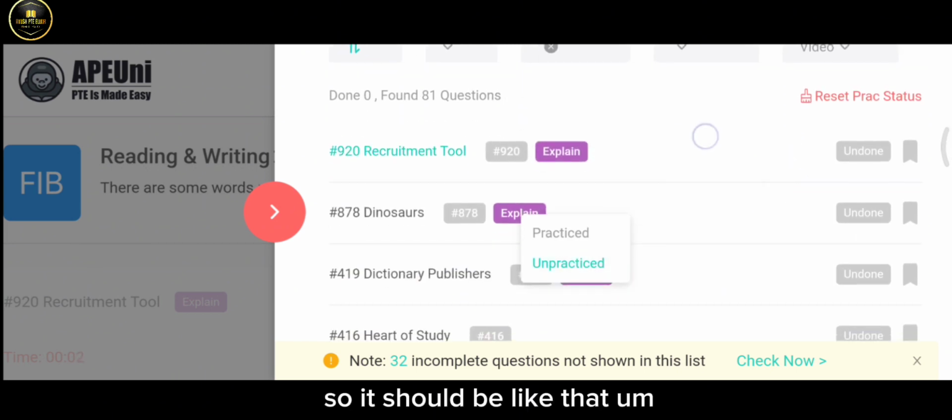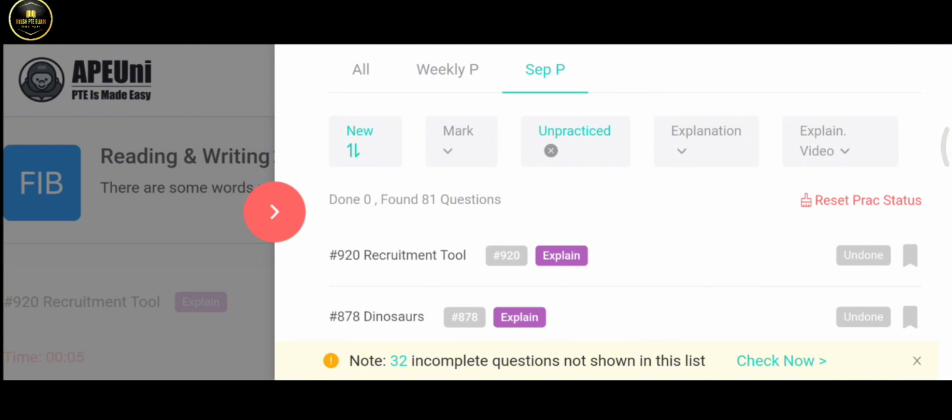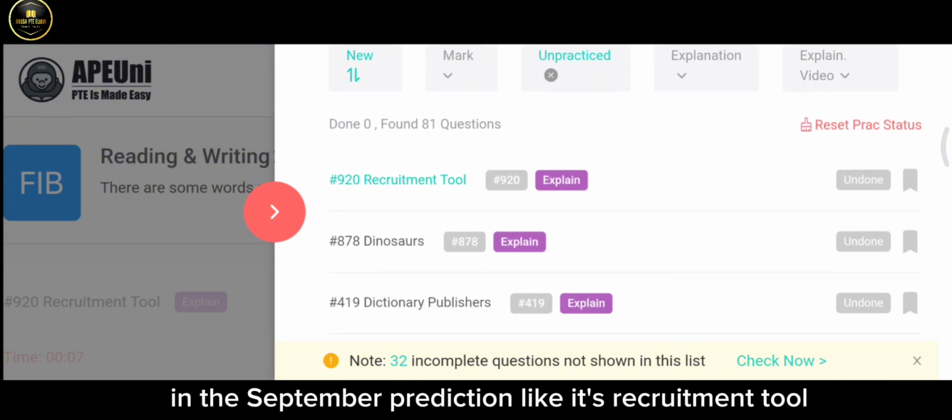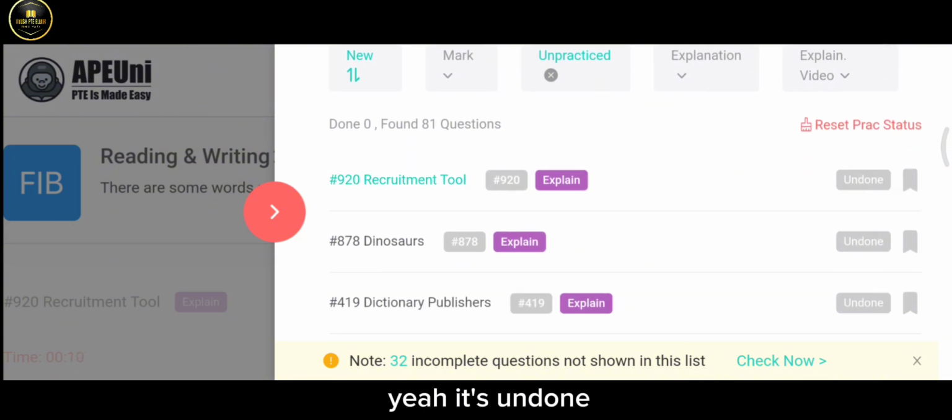So it should be like that. In the September prediction, it's recruitment tool. Yeah, it's undone.